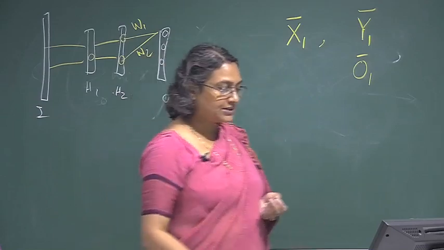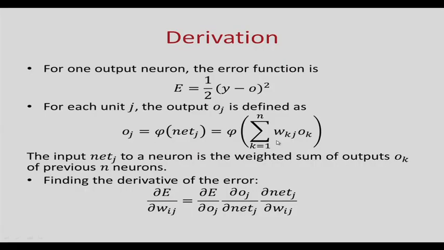Just to recapitulate, if you have one output neuron, the error function is given by E equal to half (y minus o) whole square. For a particular input, y is the expected output, the gold standard output, and o is the actual output. So y minus o gives you the error, and half (y minus o) whole square is the particular measure of error that you are using.